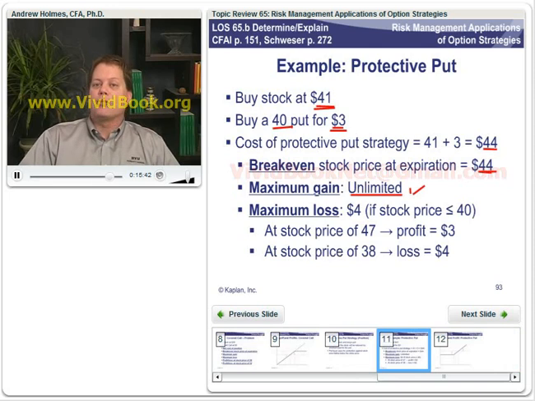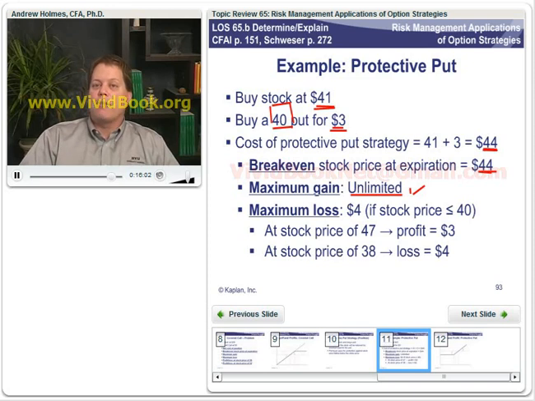What's your maximum loss? Well, you're in at $44. What if the price goes down to 20 bucks? Remember, you've locked in the right to sell this at 40, so any stock price variation that takes the stock below 40 is the same to you. So you're in at 44, you sell the stock for 40, and your maximum loss is going to be $4.